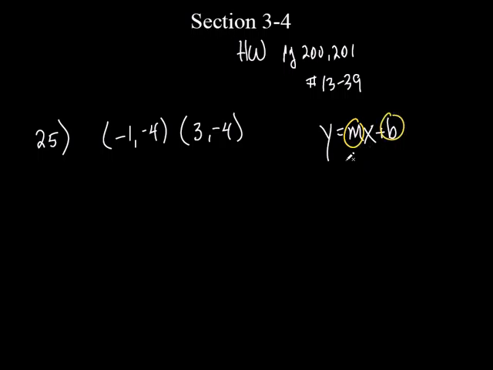The first thing that you want to find is the slope. If they give you 2 points, you need to find the slope. So let's do that. Do you remember the formula to find the slope? Change in what? Change in y on top and change in x on the bottom.